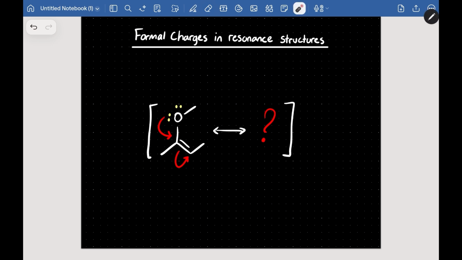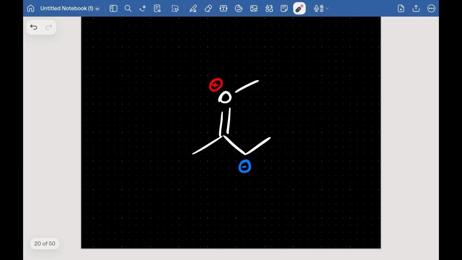One of the lone pairs on oxygen drops down to form a bond, while the CC double bond gets pushed up to become a lone pair on the carbon atom. So when we apply the rules for assigning formal charges, we see that oxygen ends up with a positive charge while the carbon gets a negative charge. In fact, if you forget to draw the formal charges, then you're missing the whole point of resonance.